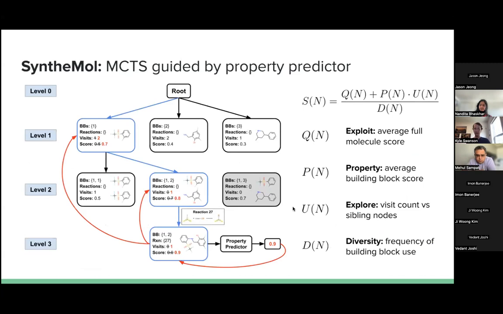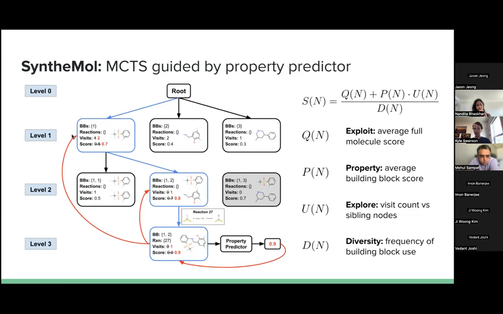And then in terms of how this actually looks in terms of generation, this is how our SyntheMol model works. So it's going to be a Monte Carlo tree search guided by our trained property predictor. So here I'll walk you through how one iteration of this algorithm would work. We start up here at the root of this tree that we're searching. So at this point, we haven't done anything. This is our starting point. Then the very first thing we have to do is decide what is the first building block that we want to add to our molecule.